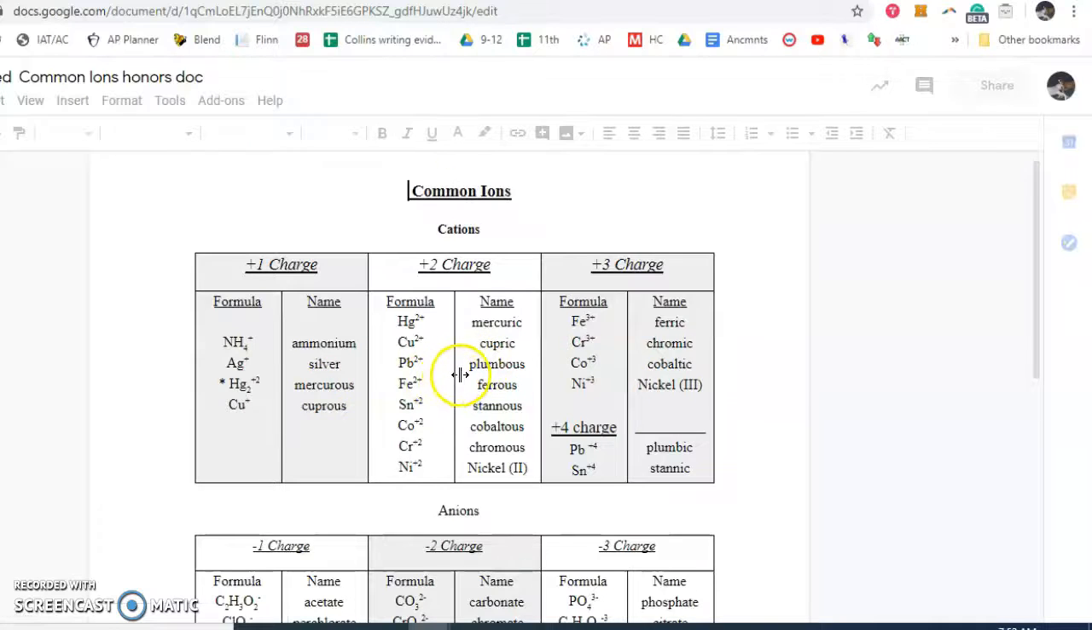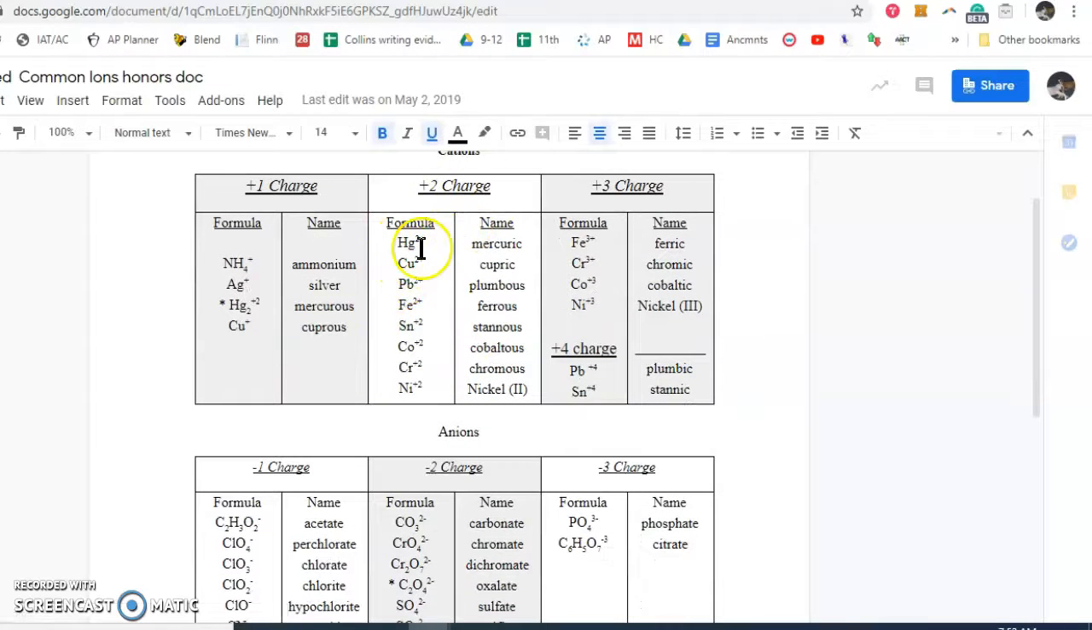So we are doing copper plus 2. Since I look here at the plus 2 charge, I'm going to see that I have copper plus 2 and I have the name cupric. Okay. When I look for copper plus 1, you'll see that it is cuprous.